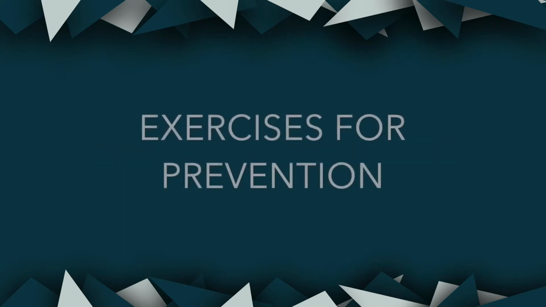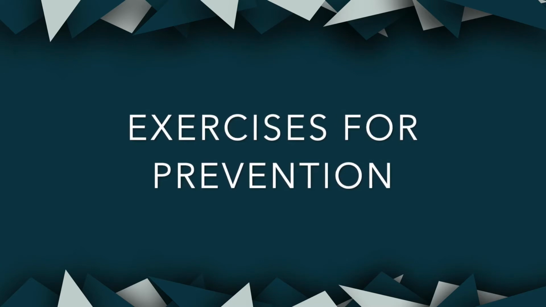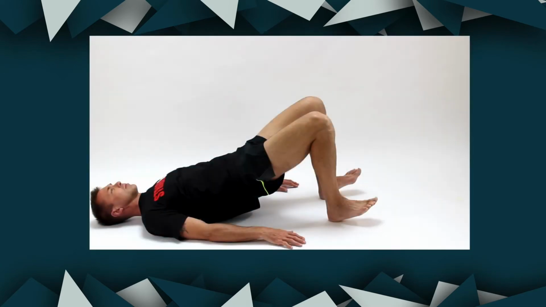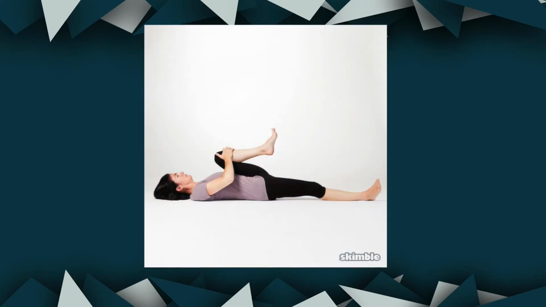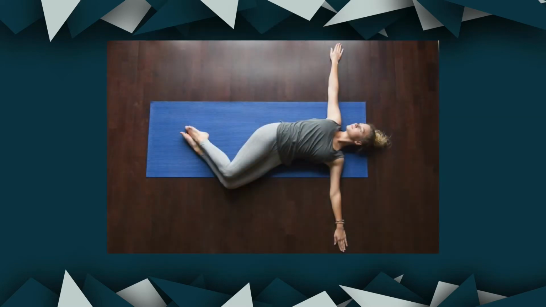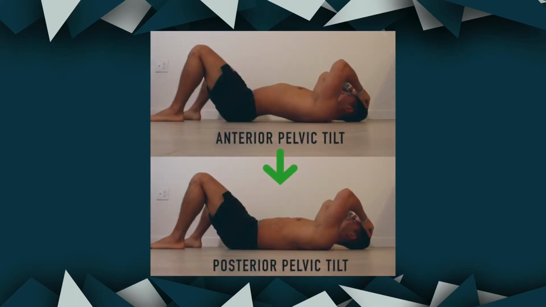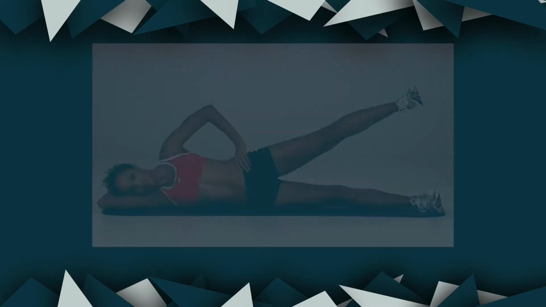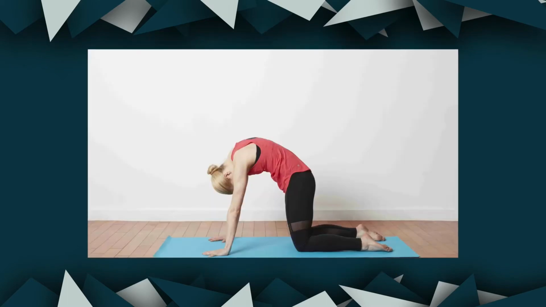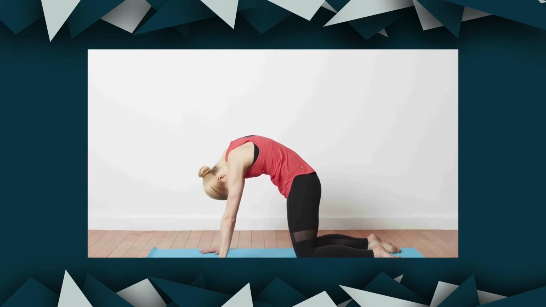Here are a few exercises to prevent low back pain that you can do at home. Bridges, knee to chest stretches, low back rotational stretches, pelvic tilts, lateral leg lifts, and finally, cat stretches.